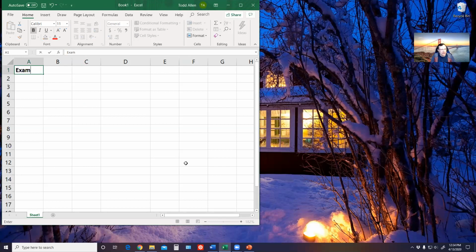The first thing we need to do is create some column headings. In the first column, you would list down what exam you're talking about. In the second column, you would put down the score of the exam. In the third column, you would put down the weight, which is from your syllabus, the front page of your syllabus. And in the fourth column, we would write down our weighted score.